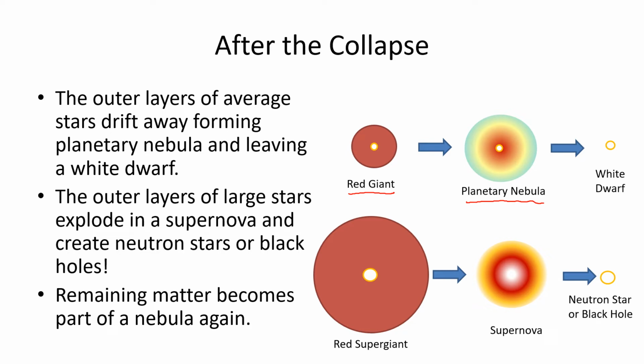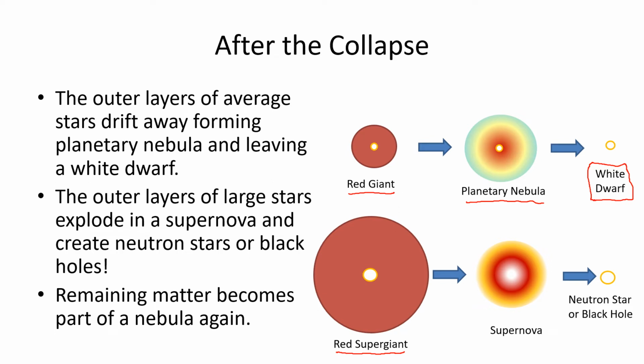And then what you're left with after all those outer gases drift away is just the collapsed core, and that we call a white dwarf. And that can exist that way for millions of years as well, as it just cools down over time. Now, for the really big ones, and these are fairly rare, they swell up and become really, really big.